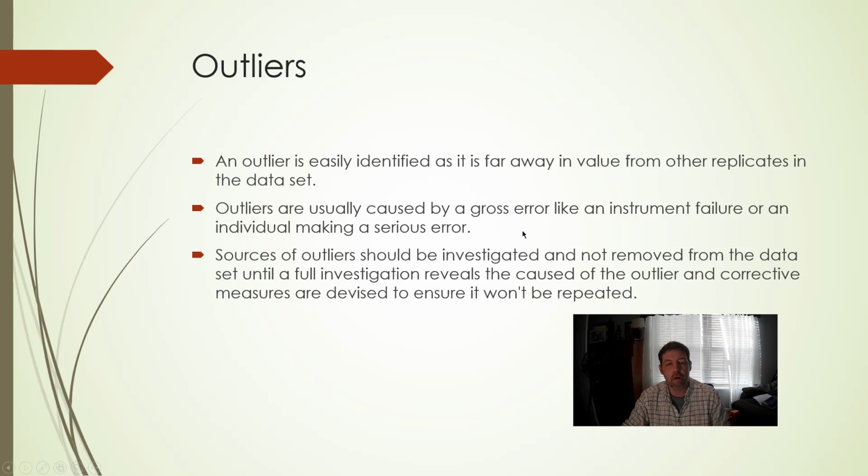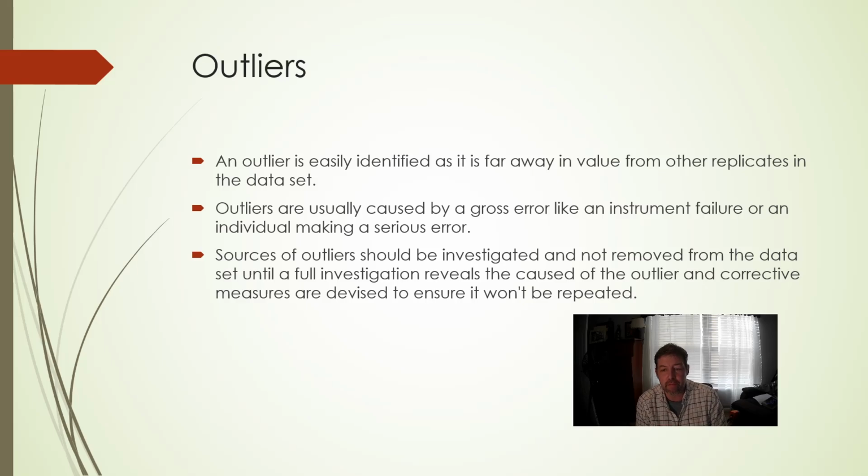And then there could be outliers. Sorry, let me take that back, not always. There could be outliers, and outliers are easily identified as they're far away in value from the other replicates in the data set. They're way adrift. Outliers are usually caused by some type of a gross error, like an instrument failure, or an individual making a serious error, like they double diluted or added way too much of the standard, or when they were adding the sample, they made some type of gross error that caused it to be off by a lot.